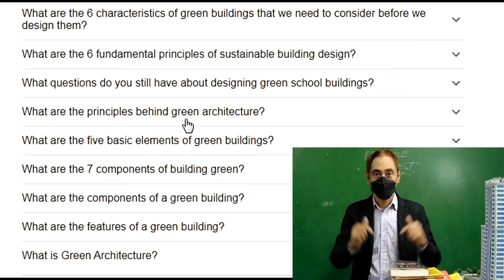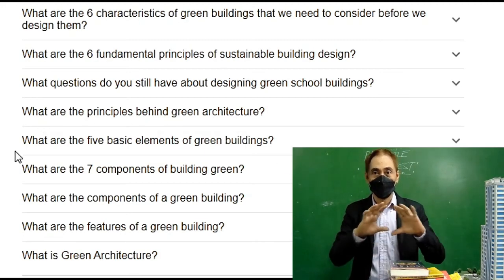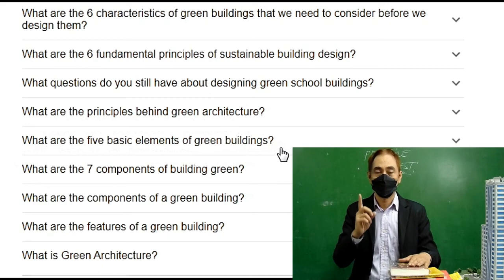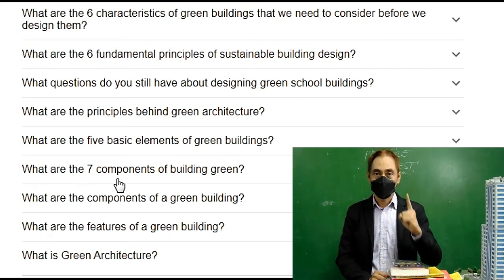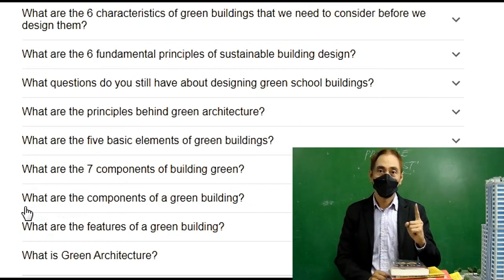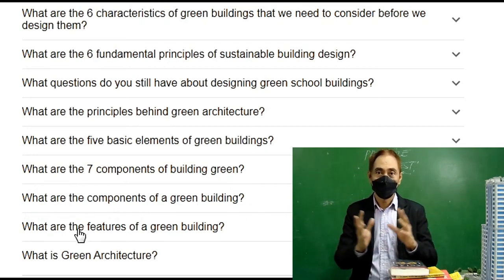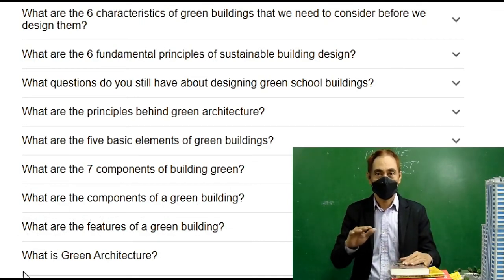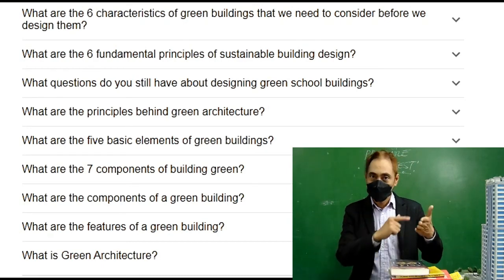What are the principles behind green architecture? At number 5, what are the 5 basic elements of green buildings? Number 6, what are the 7 components of green building? Make that number 7, what are the components of green building? And what are the features of green building? At number 9, number 10. At number 10, what is green architecture?